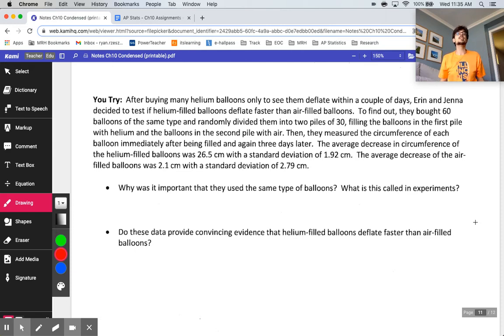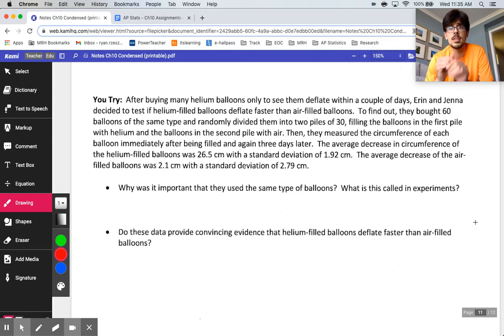These two girls want to see whether helium balloons deflate faster than balloons that you just fill with air. And they wanted to look at how quickly those balloons are going to deflate. So they've got 60 balloons. They made sure those balloons were all the same type.